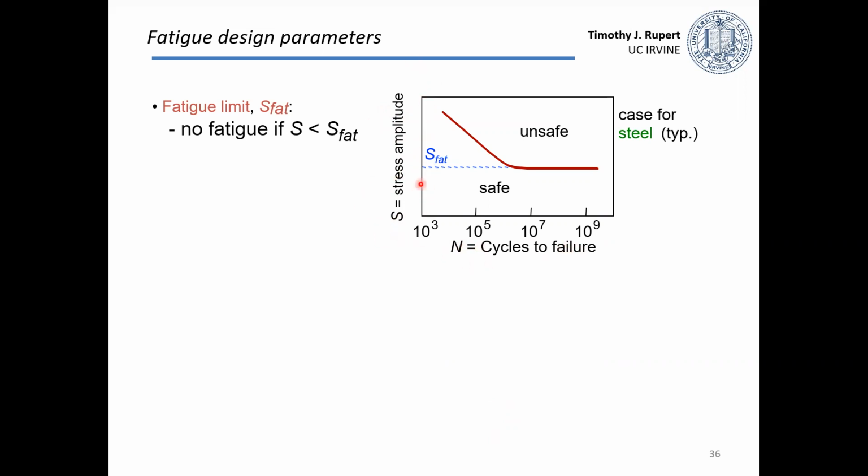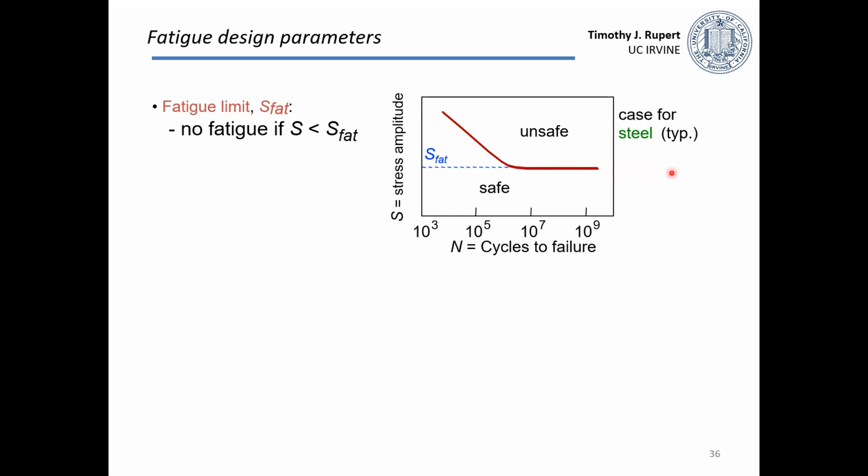It's the stress amplitude and the number of cycles to failure. If you populate this, you would get data following along this red line. Okay? Sometimes materials exhibit what's called a fatigue limit. What that means is that as the stress amplitude gets below a certain value, the sample can survive forever.